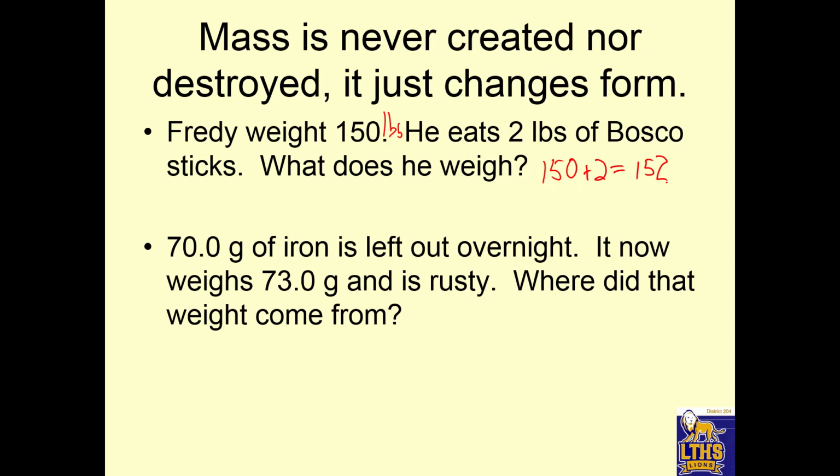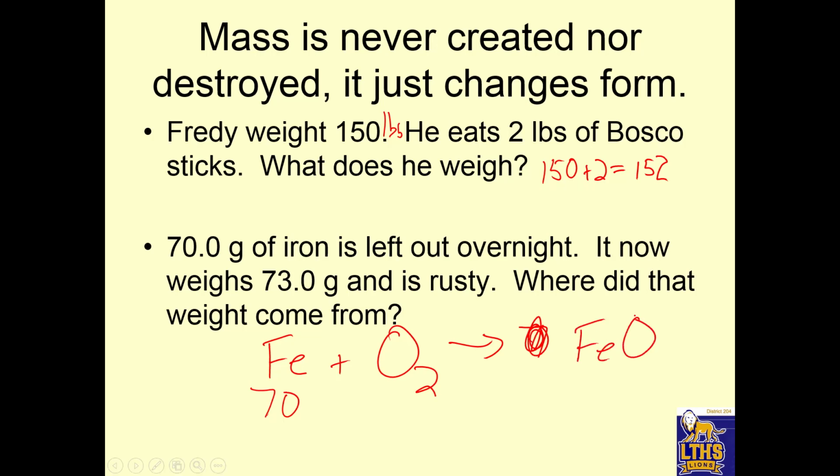All right. 70 grams of iron is left out overnight. It now weighs 73 grams and is rusty. Where did that weight come from? Now, it has to come from somewhere. Okay? So it became rusty. So what happened is I had iron, and what's in the air around us is oxygen, right? We breathe the oxygen. So I start with 70 grams of this, and what I end up with is FeO. Okay? So what happens here is I end up with 73 grams, but I had to add some oxygen, so I must have had 3 grams of oxygen.